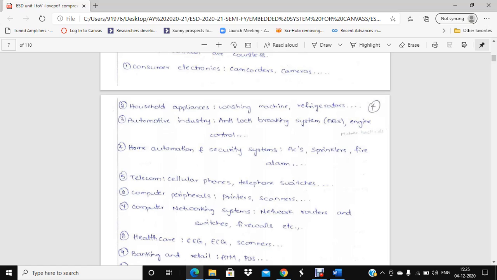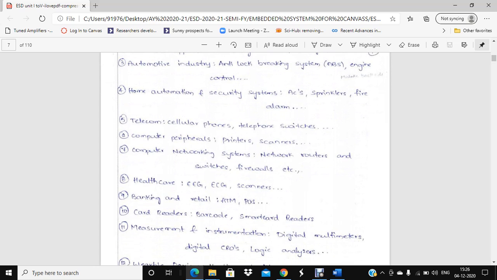Now coming to telecommunication: cellular phones, telephone switches, and networks are examples of telecommunication. Coming to computer peripherals, printers and scanners are also examples of embedded systems. Now coming to computer network systems, the network routers, switches, and firewalls are also examples of embedded systems. Coming to healthcare, EEG and ECG scanners are all monitoring systems.